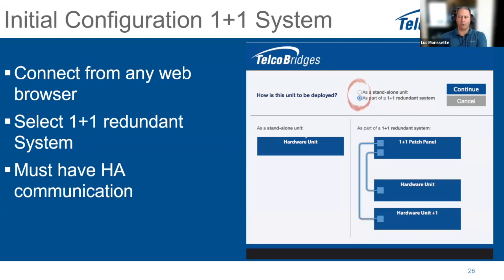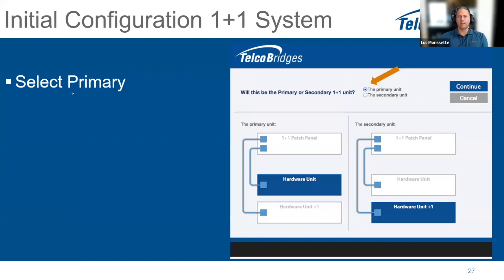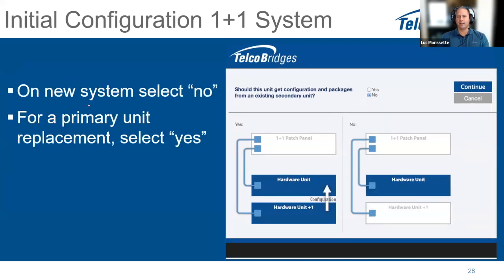All right. Before you get to start this, you must make sure you have your HA communication established, because there will be communication between the primary and secondary unit when you start. So here you just click on continue. If you are configuring the primary unit, you just select here the primary unit. And then if you are installing a new system, you will reply no to this question. Should we get the configuration from the secondary unit? All right, so you reply no to this.